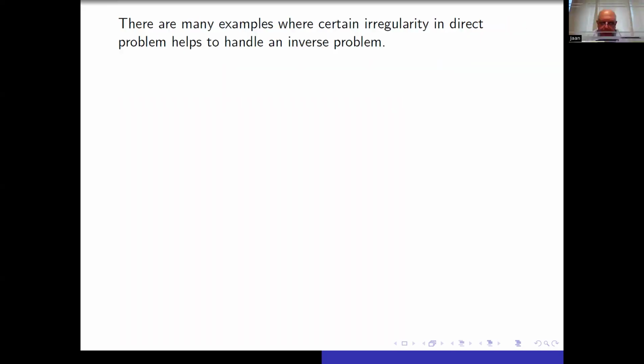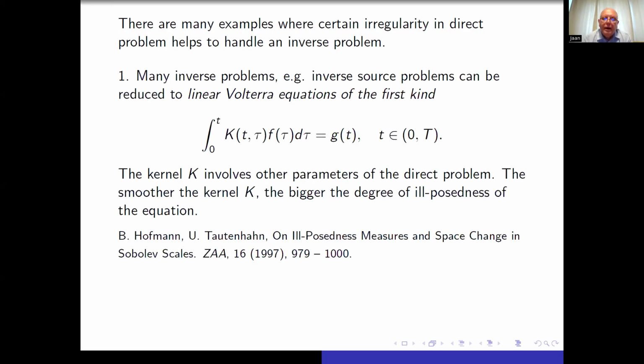What is characteristic quite generally for the direct problems is that they smoothen the data, and this means that there is some loss of information there, and this complicates the solution of inverse problems. But this means, on the other hand, that if we have certain irregularity in this direct problem, this may be useful in the sense of inverse problem. And firstly, some examples.